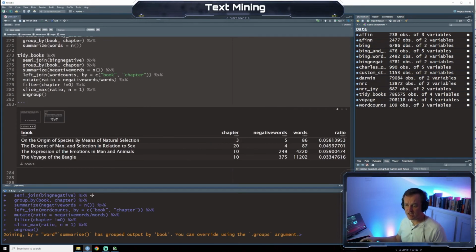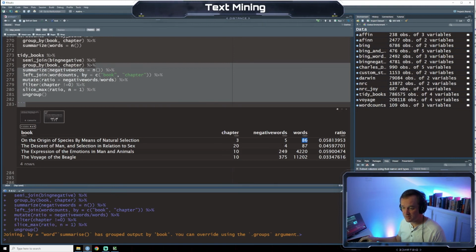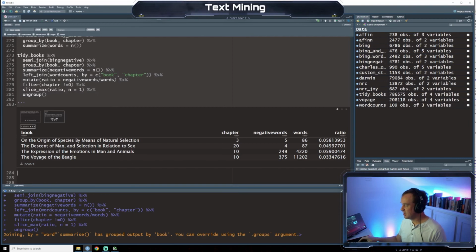From this analysis, we looked at every chapter of every book of Darwin, and we have the number of negative words and the total words in that chapter. There's only 86 words in chapter 3 of Origin of Species. Interesting. And then we had a ratio, which is just the percent of words that are negative out of all the words in that chapter, and we've ordered it that way. So the most negative chapter is chapter 3 of the Origin of Species. Then the next most negative is chapter 20 of the Descent of Man. Then chapter 10 of the Expression of Emotion. Then chapter 10 of the Voyage of the Beagle, etc.